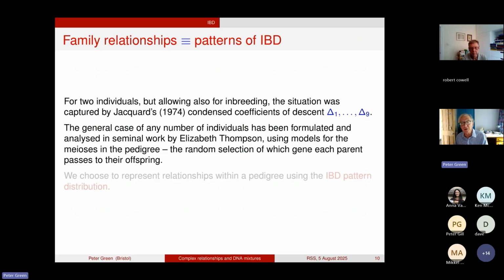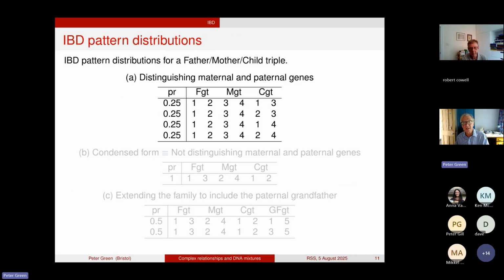And now moving on beyond 2 individuals, well, that of course has been studied. Elizabeth Thompson is a source of some very deep, profound, very pure mathematical work, mapping all that out. But we wanted to find a rather simple representation of a potentially rather complicated situation. And that gave us the idea of the IBD pattern distribution. So to do this gently, let's think about a father, mother, child triple. Father's genotype 1, 2, mother's genotype 3, 4, child's genotype.